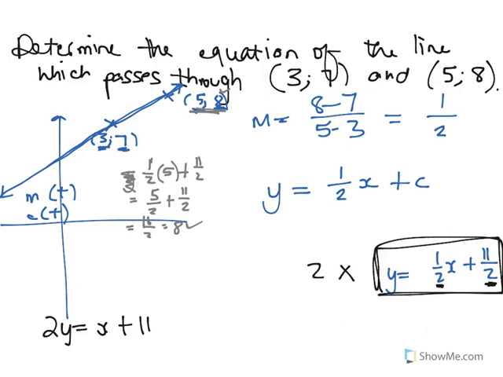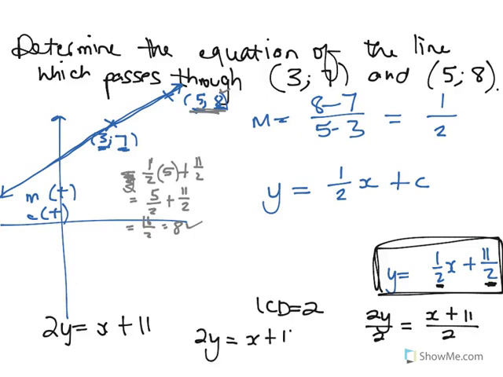Or you could decide you want to rewrite everything with a common denominator. So in this case, the common denominator would be 2. And so the only thing that we'd need to rewrite is y. We'd have to rewrite y as 2y over 2, and we'd have x over 2 plus 11 over 2 on the right hand side. And so we can ignore our denominators if our denominators are the same, so that we have 2y is equal to x plus 11. So that could be another way that you write the equation.